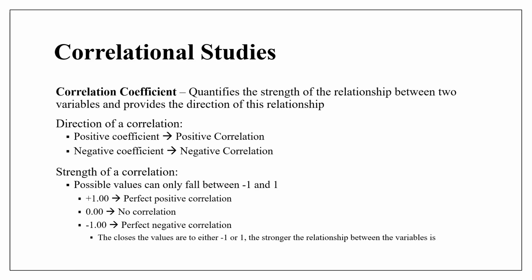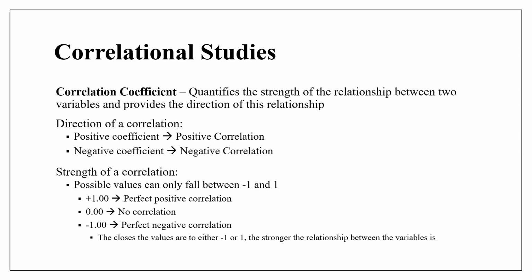A new piece of information is the strength of a correlation. So again, we're going to get a score, and this score is going to be a value between -1 and 1. And those are the only possible values when it comes to a correlation coefficient.